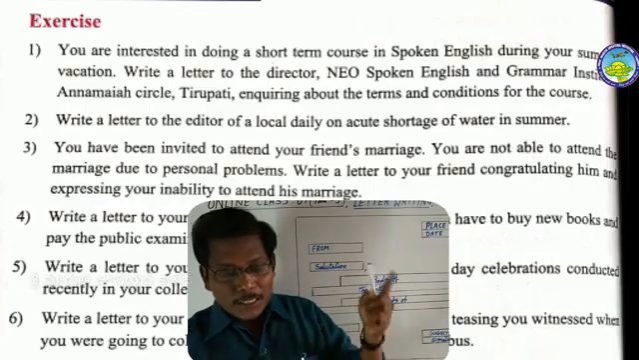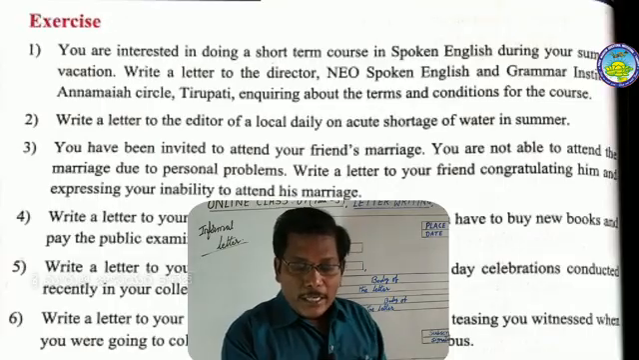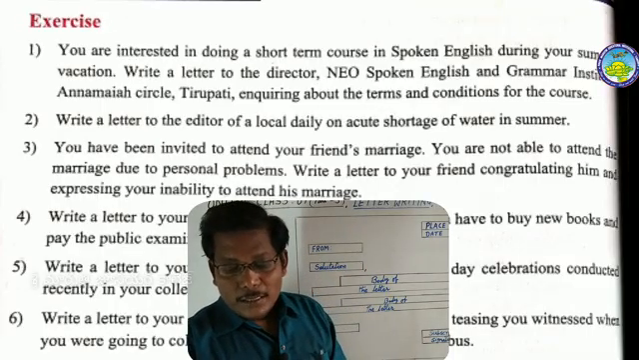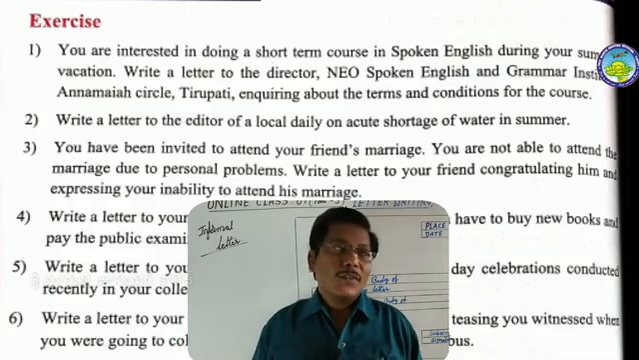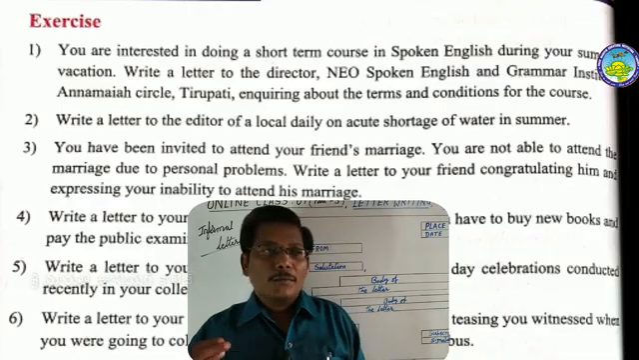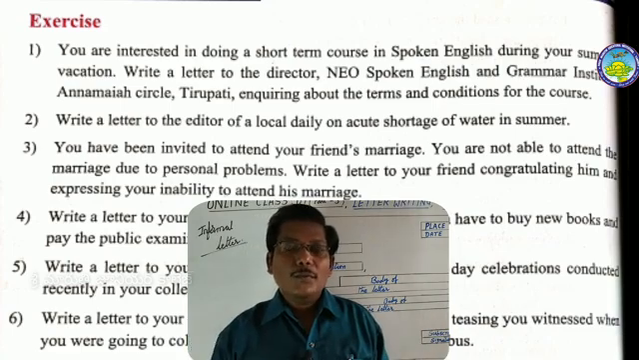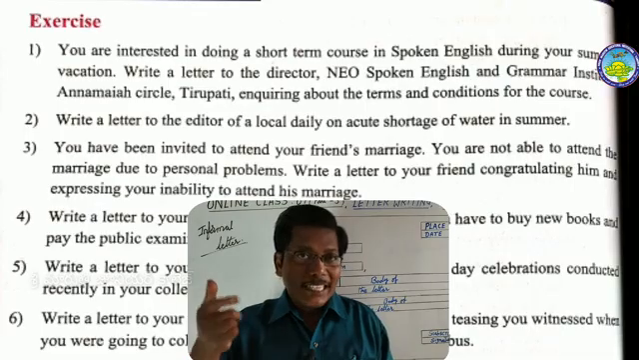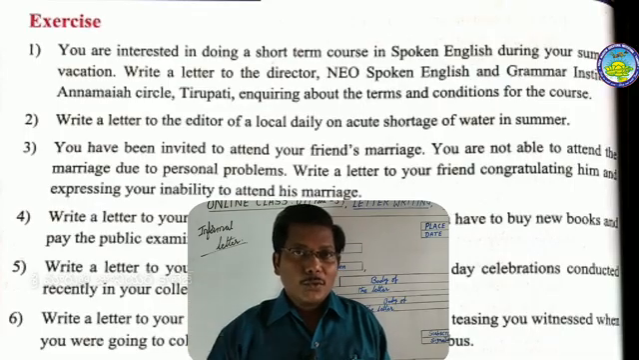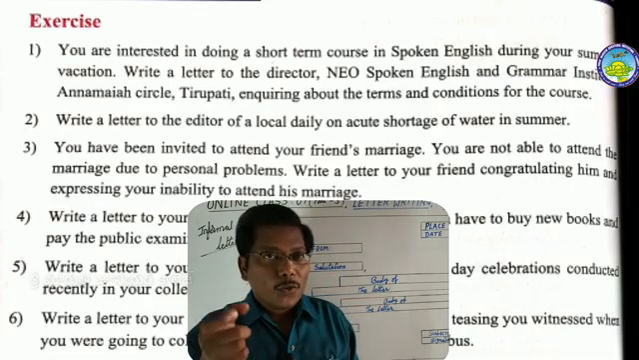Okay, understand. Next, second, write a letter to the editor of a local daily on an acute shortage of water in summer. Generally in summer season we face water problems. So about this water problem, you just write a letter to the editor of a newspaper. We are writing a letter to the editor of a newspaper. So this is also a formal letter.